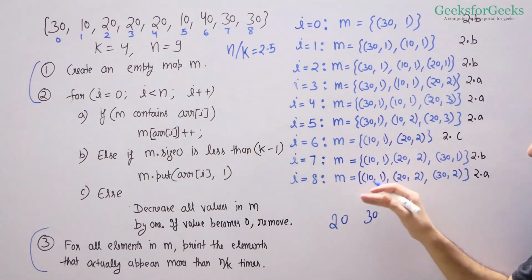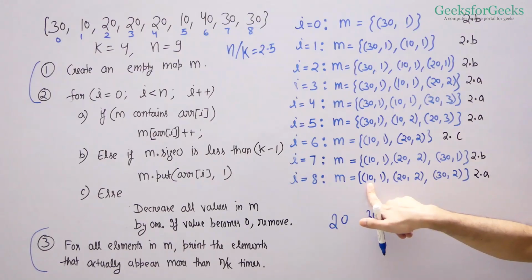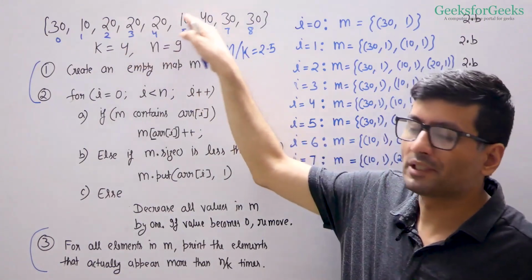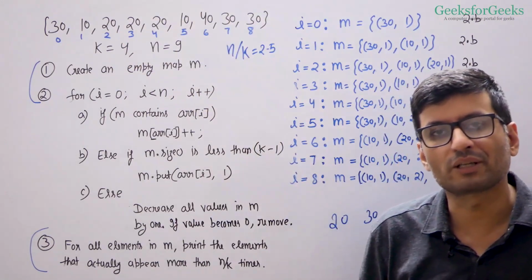So what do we do in the last step? We go through every item in the map. We count how many times it appears in the array. And if the count is more than n by k, we print it.